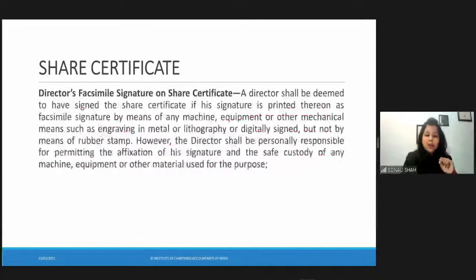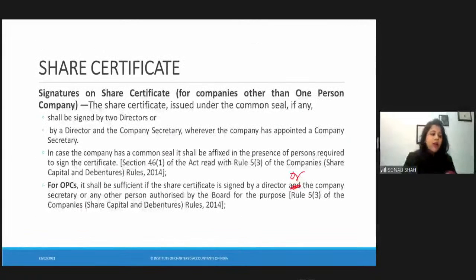Okay, some people are requesting me to repeat the OPC point. So we know that the share certificates have to be signed. Who are the people who can sign the share certificate? So 2 points are there. If the company has a common seal, the share certificate can be issued under the common seal. Earlier, common seal was mandatory. Now, common seal is optional, right?